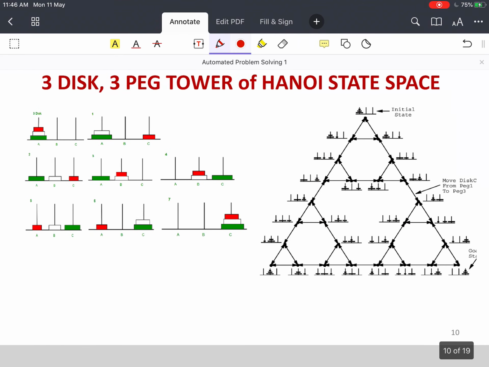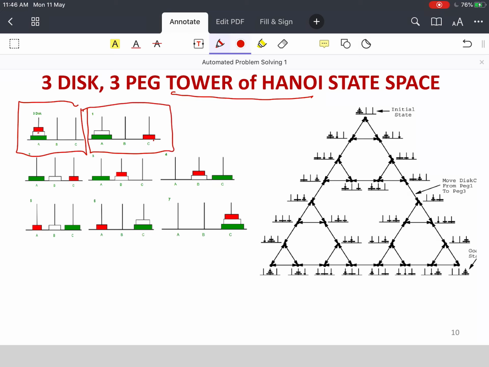So we see state spaces. Let us see the Tower of Hanoi problem again with 3 discs and 3 pegs. Initially there are 3 discs, green, white and red, all on peg 1, peg A. Then I can move the red to peg C. So from this configuration I move to this configuration.